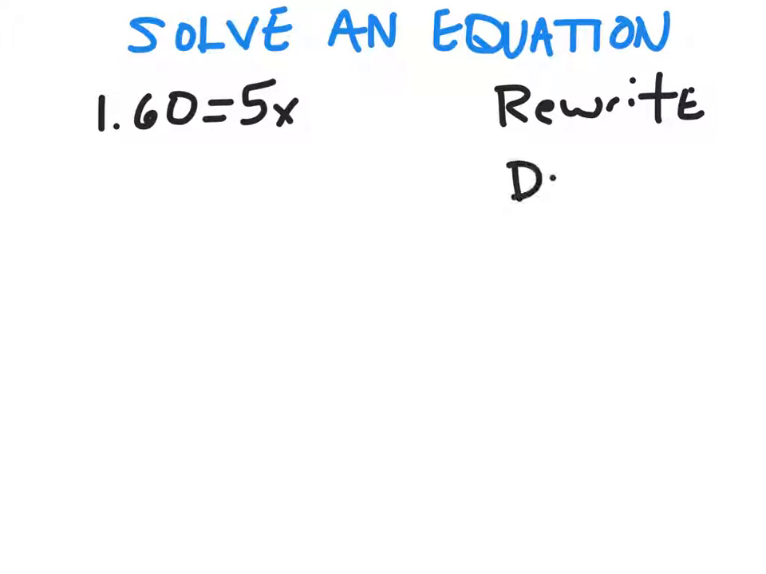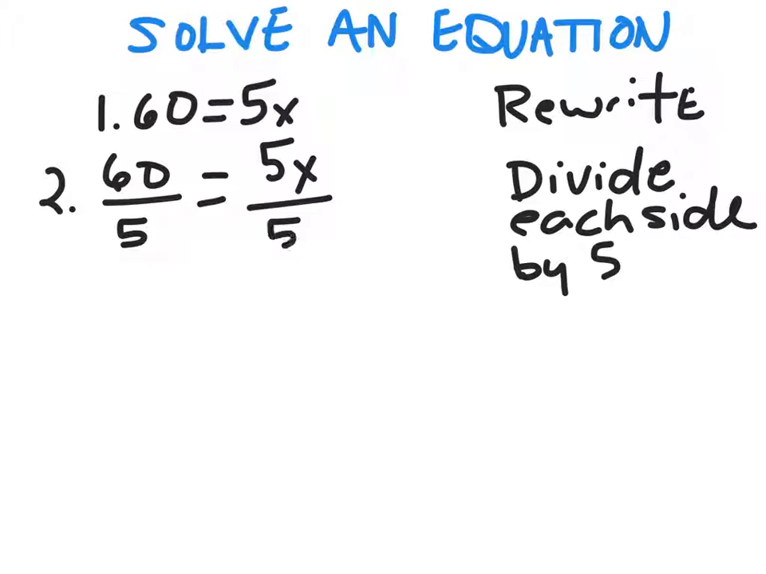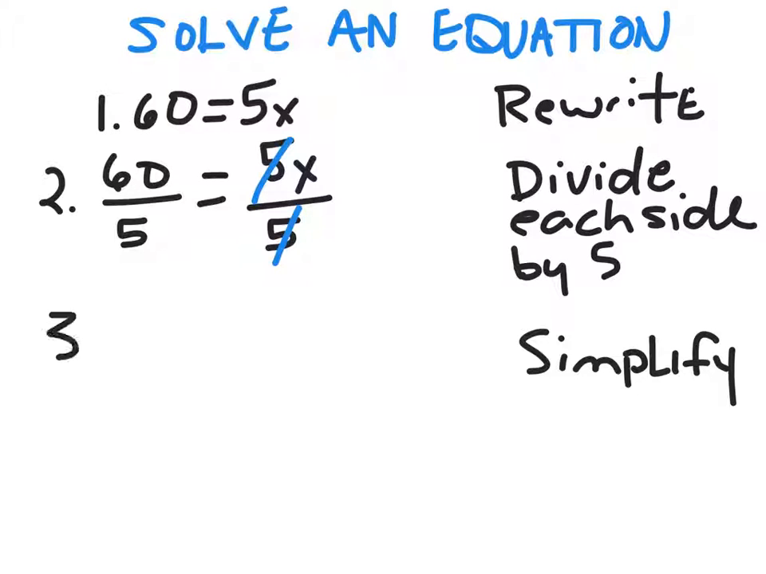Now we have to divide each side by 5. So it's going to be 60 divided by 5 equals 5x divided by 5. It's going to cancel out that, and that will leave us, we'll simplify, and we are left with 12 equals x.